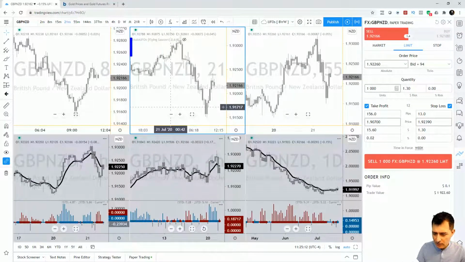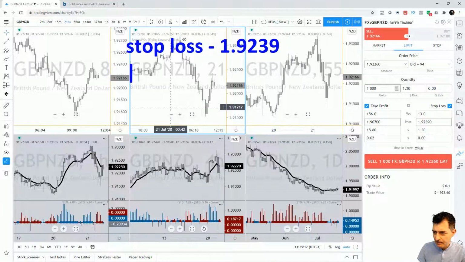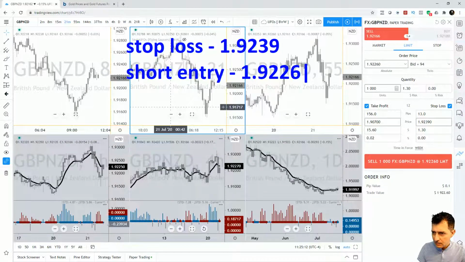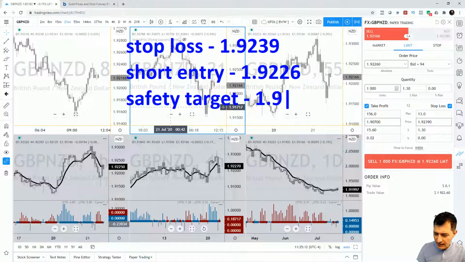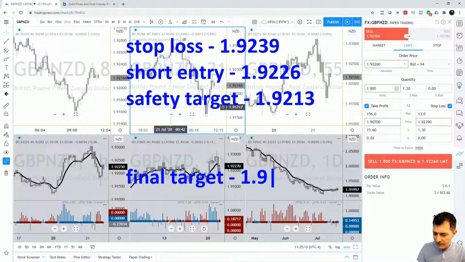So from top to bottom, we're going to have a stop loss, which is located at 1.9239. We're going to have a short entry, which is going to be located at 1.9226. We're going to have a safety target located 13 pips below 1.9226, which is going to be 1.9213. And then finally, we're going to have a final target much lower below, located at 190.70. Okay, so this will be the plan for the trade.